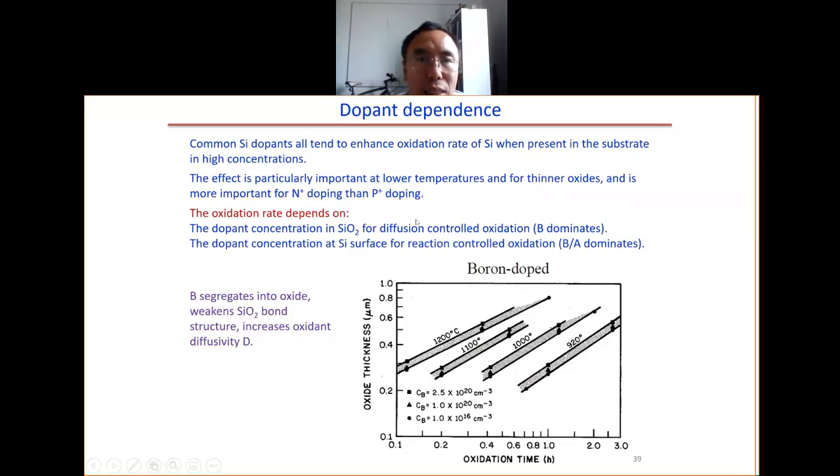The last slide is dopant-dependent oxidation. It is found that silicon dopants all tend to increase the oxidation rate when present in a substrate in high concentrations. The effect is particularly important at lower temperature and for thin oxide, and is more important for N+ doping than for P+ doping. Here you can see the different dopant concentrations: 10 to the power 16, 10 to the power 20, and 10 to the power 20. With higher dopant concentration, you get more growth.